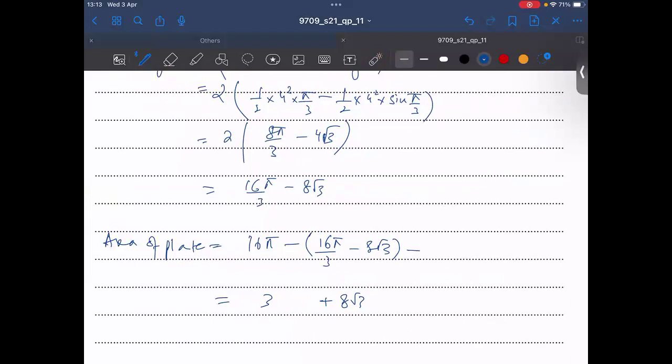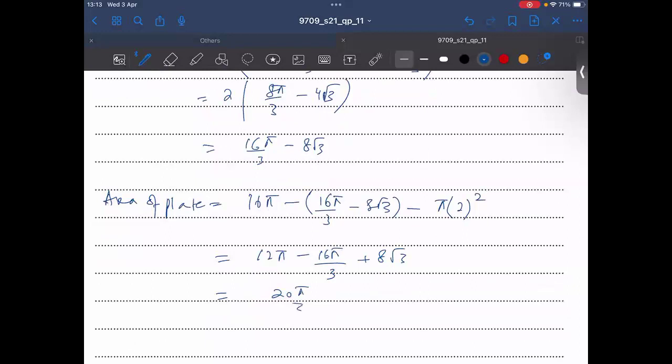So area of the semicircles is going to be, because we have two semicircles which are identical, if you combine them, it's going to become one circle. One circle of radius, how much? 2. Pi r squared, pi 2 square. It's going to be 4 pi. 16 pi minus 4 pi is going to be 12 pi minus 16 pi by 3 plus 8 square root of 3. So this is going to become 20 pi by 3 plus 8 square root of 3 centimeter square.